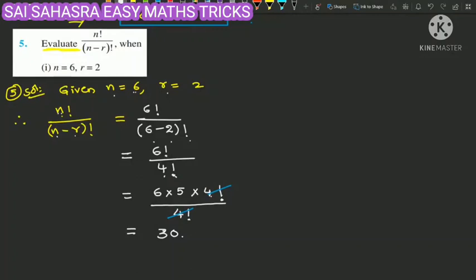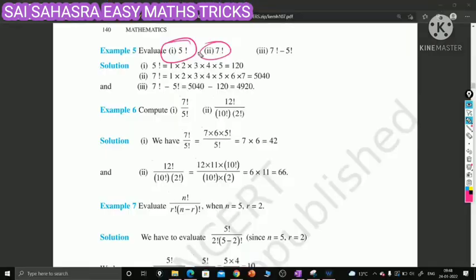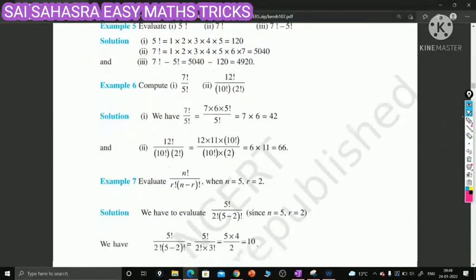So when the value of n is 6 and r is 2, the value of n factorial by n minus r factorial will give us 30. 7 factorial: 7 into 6 into 5 into 4 into 3 into 2 into 1, 5040 will come. 7 factorial minus 5 factorial means 7 factorial value you already got 5040, 5 factorial value you got 120. 5040 minus 120 will be 4920. Like this you can solve it. This one is clear now.